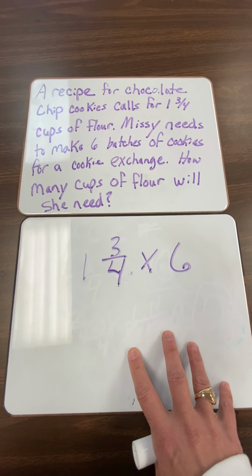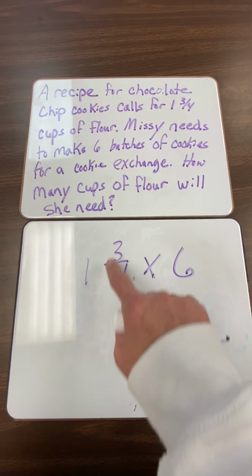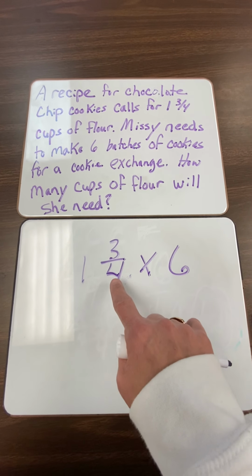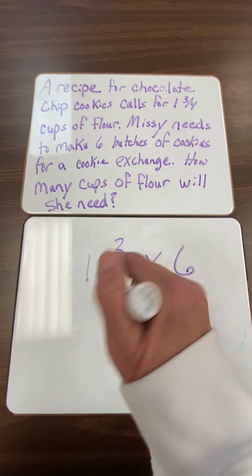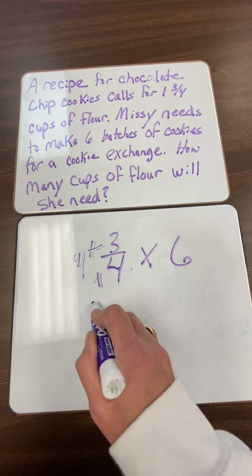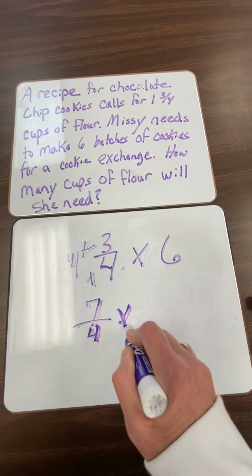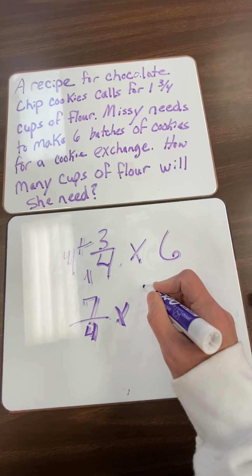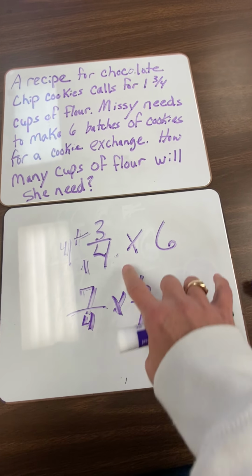So remember, to change a mixed number to an improper fraction, we take the denominator, multiply it by the whole number, which is 4, and add the 3. So 7, and the denominator stays the same, 7/4 times 6 whole number, so we can put it over top of 1. Okay, now we have 7/4 times 6 ones.